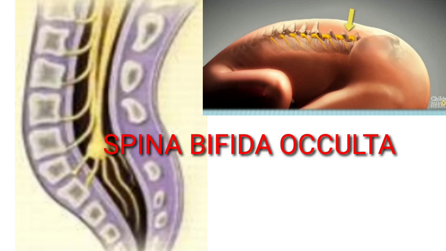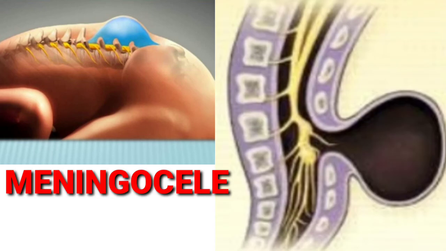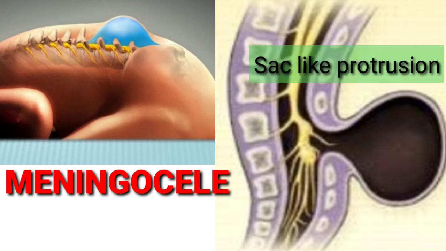Let us see spina bifida occulta. It occurs in 5%. It is due to failure of formation of bony arches around the spinal cord. So the spinal cord and meninges are normal. It is not visible externally. It is asymptomatic. This picture shows meningocele, that is, a sac-like herniation through the bony malformation that contains meninges and CSF. The sac is thin and translucent.